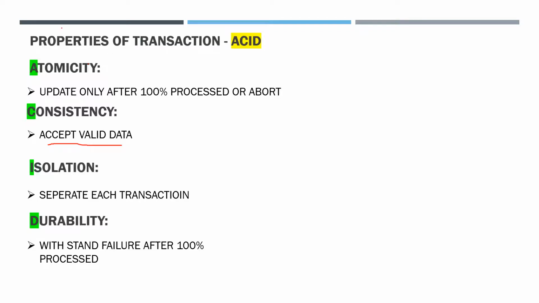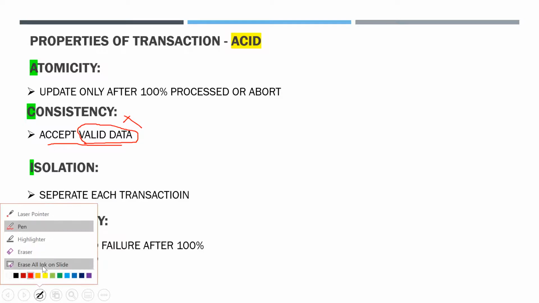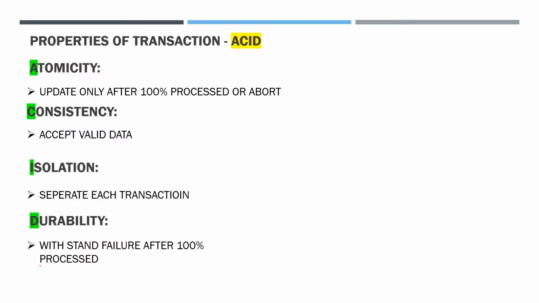It shouldn't accept any alphabet letters, small letters, or capital letters. Nothing else will be accepted. It will accept only numerical data. Numerical data here is termed as valid data. Alphabet letters, capital letters, small letters, everything is termed as invalid data, and the transaction processing system will not accept that data.